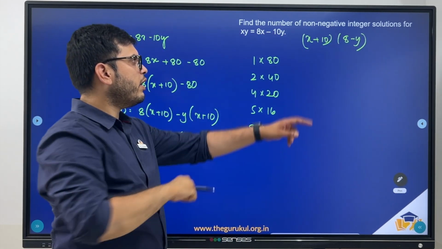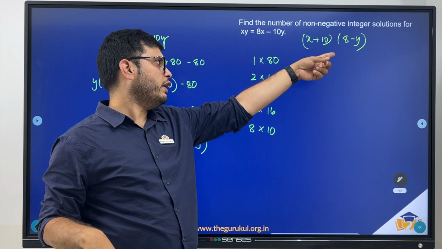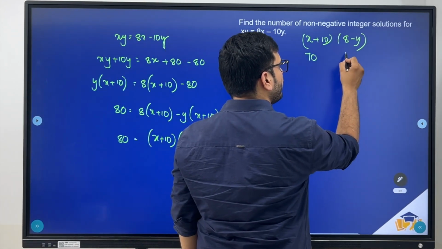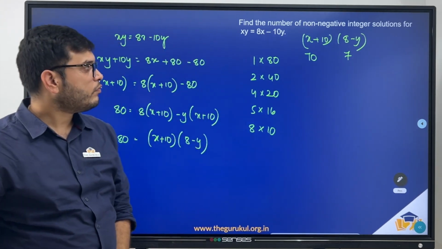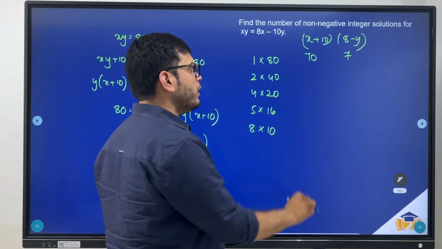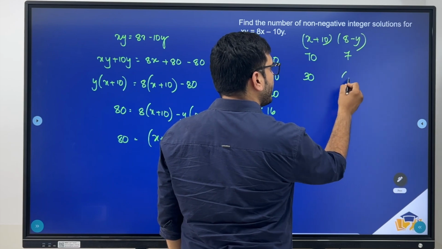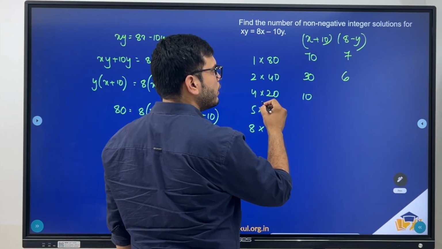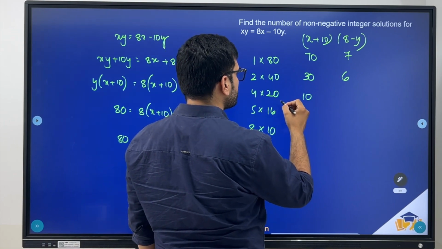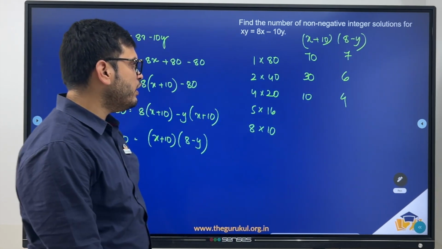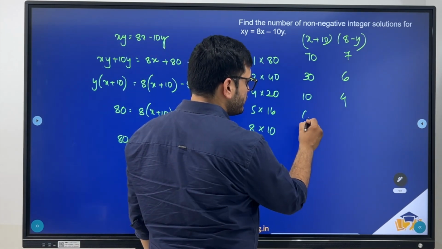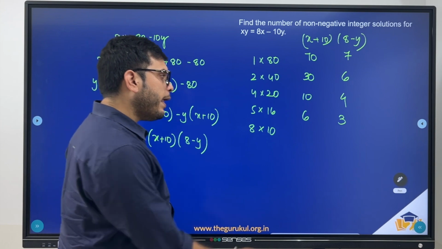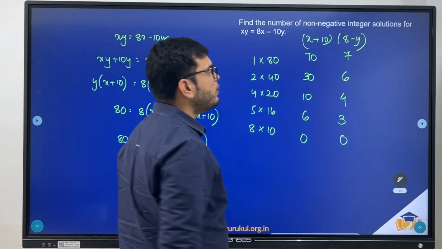See, the value of 8 minus y has to be 1, because 8 minus y cannot be 80. So the value of x has to be 70 and y is 7. Done. Now for that to be 2 into 40, x should be 30 and y has to be 6. For 4 into 20, x should be 10 and y has to be 4. For 5 into 16, x has to be 6 and y should be 3. For 8 into 10, x should be 0 and y should be 0.